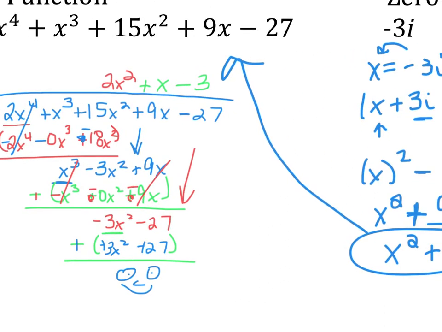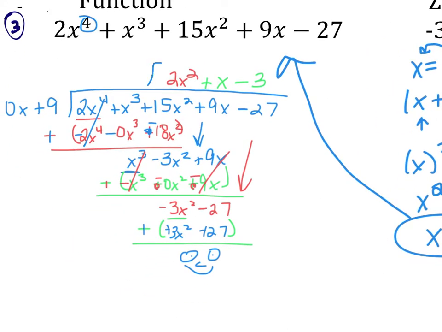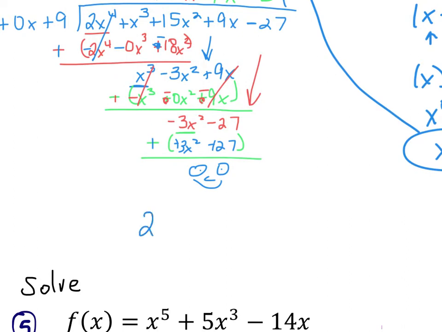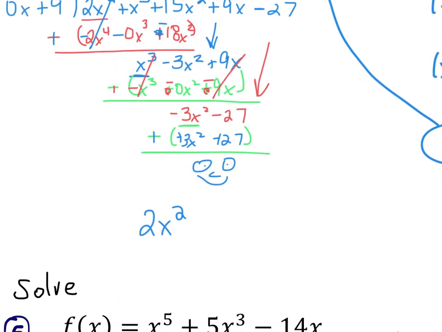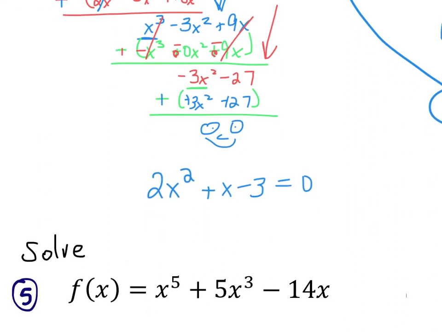So your last two zeros, because I have 2 of them now, there's 2 left over, is going to be at 2x squared plus x minus 3 equals 0. So now we just factor. A times c is negative 6. What are the factors? So my factors would be 3 and 2, right? So x plus 3, x minus 2.